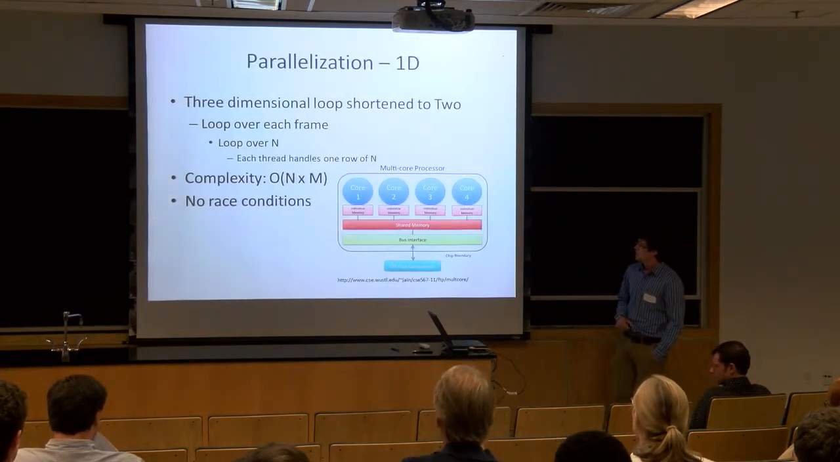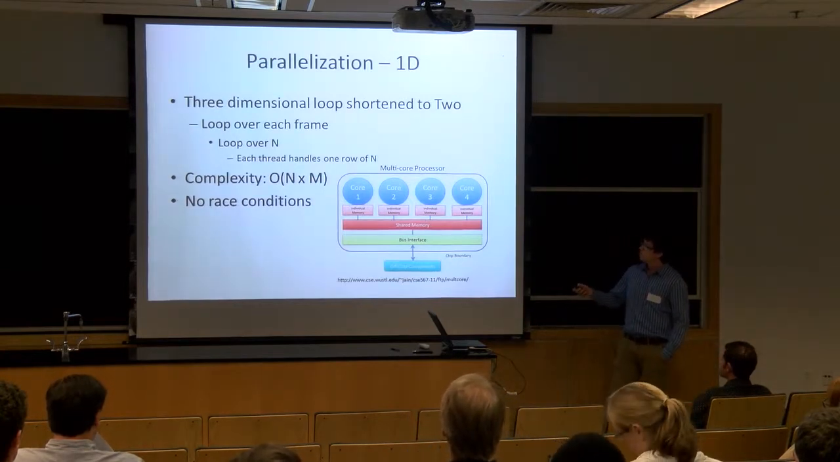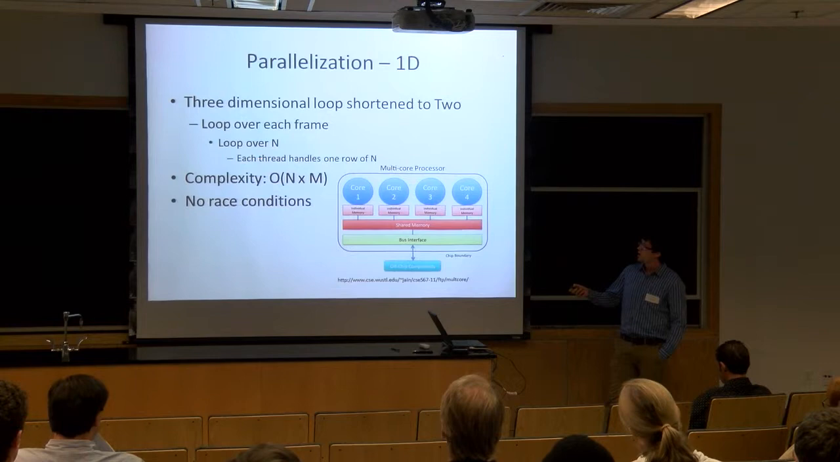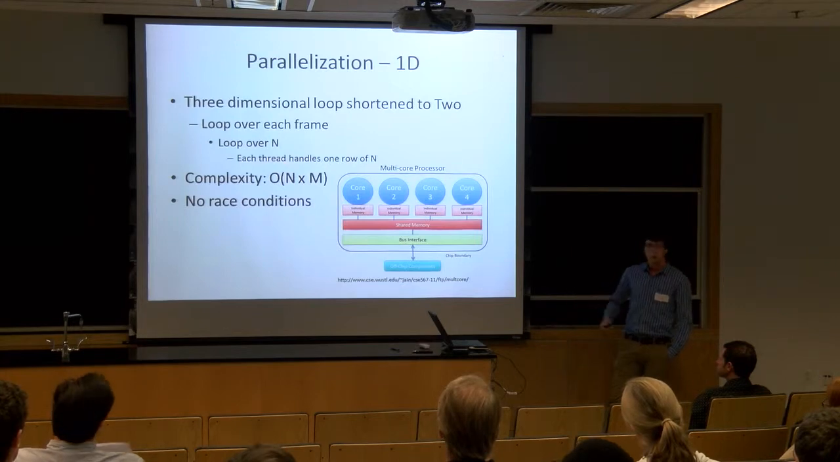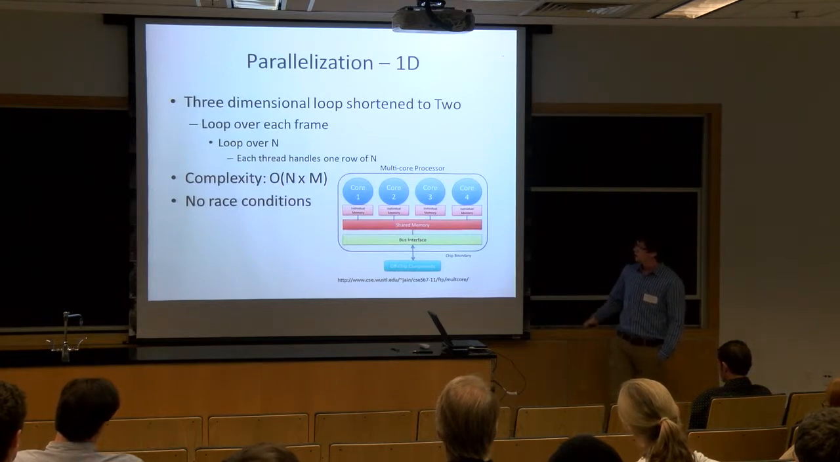So I first looked at parallelizing it in one dimension, where you have the same loop structure, but rather than looping over n twice, you allocate n threads, and you have each thread handle a whole row of the matrix. So then you can cut it down by a factor of n, so the complexity is just n rather than n squared, and no race conditions. This is kind of important with parallel computing.